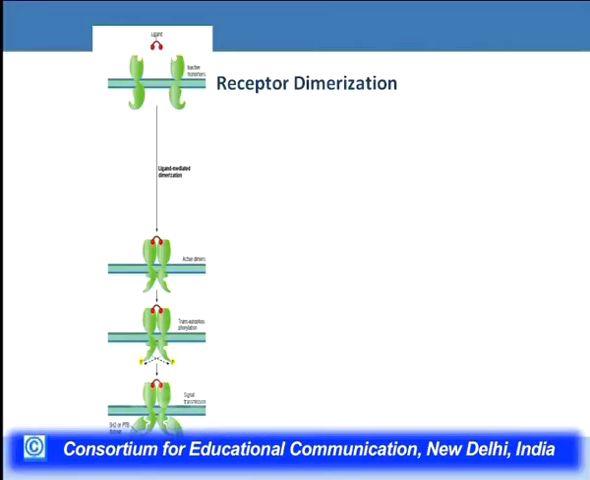So this particular panel shows how ligand binding leads to dimerization of the receptor. We can see here an orange molecule with two similar receptor binding sites that comes and binds to two receptors. When that happens, there is dimerization, and it leads to phosphorylation of the cytoplasmic tail of these receptor molecules, which will then attract other such enzymes in the pathway.